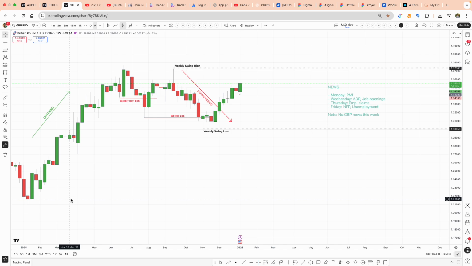Okay, let's quickly take a look at pound USD for today's top-down analysis. Let's clearly understand what the flow is on the weekly time frame. As always, we start with the weekly and then we go into the daily time frame to understand the potential scenarios and possibilities that we are expecting this week.